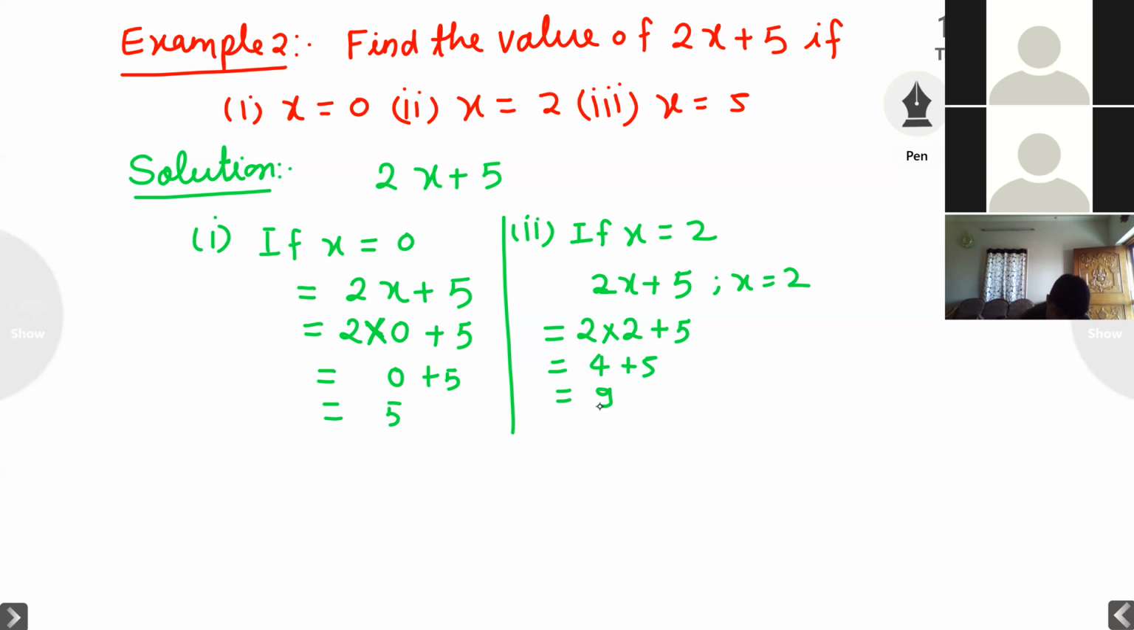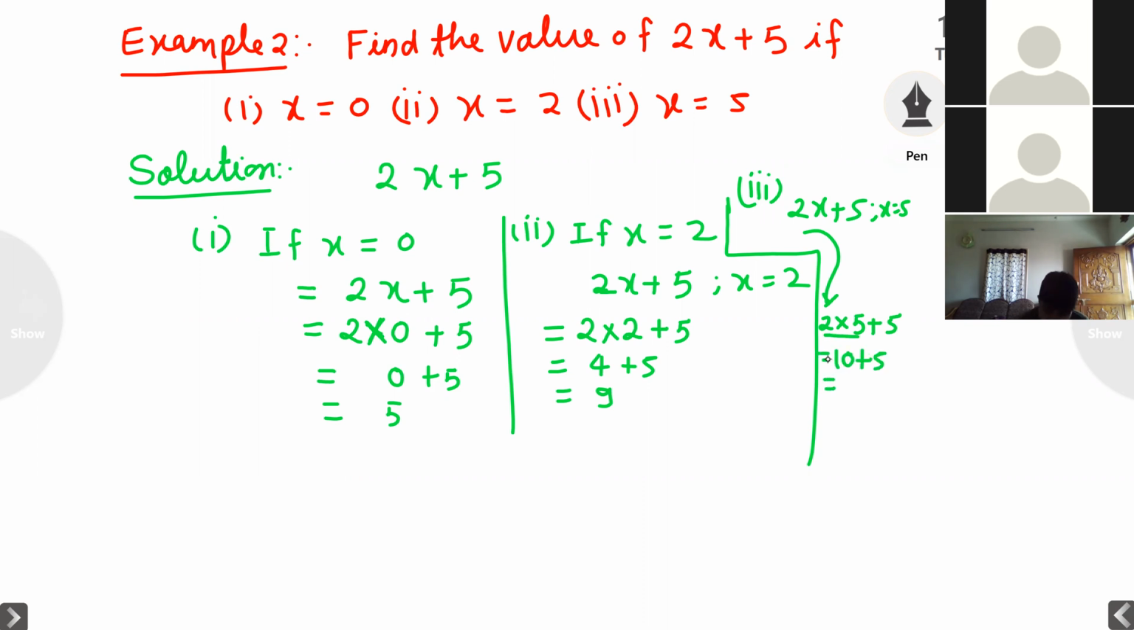Third question he has given, if x is equal to 5, then what is the value of 2x plus 5? In the place of x, I want to substitute 5. 2x means 2 into x, the value of x is 5, plus 5. Again, BODMAS rule, 2 5s are 10. 10 plus 5 equals 15.